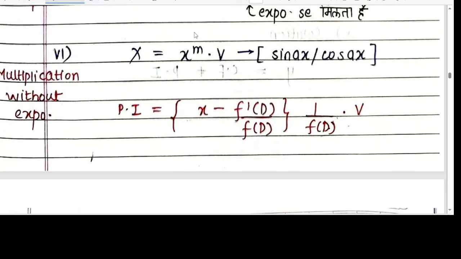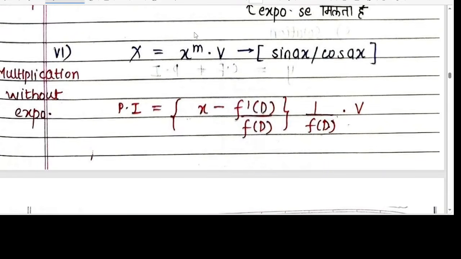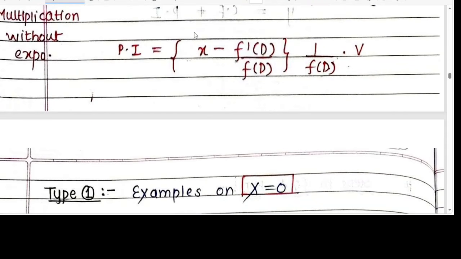And the next is x raised to m into v. Do not simplify this formula. PI is equal to x minus 1 upon f of D into f dash of D, and outside this, 1 upon f of D into v. Here I have explained in detail.